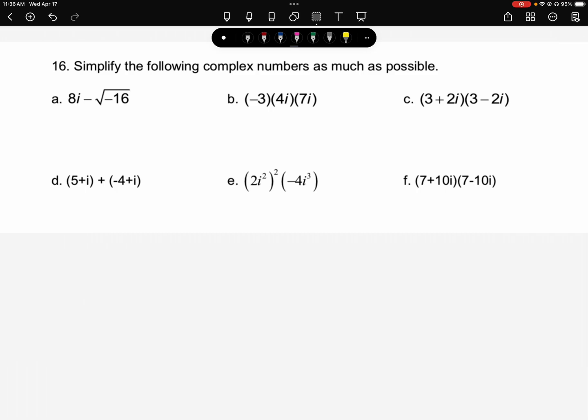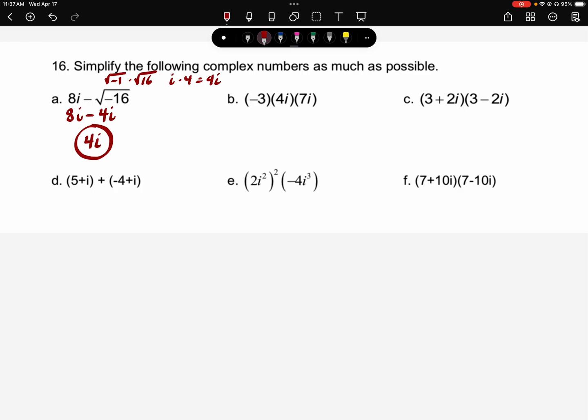Starting out with letter A, you see we have 8i, and we're subtracting the square root of negative 16. So we know here that the square root of negative 16 would be like saying the square root of negative 1 times the square root of 16, which is going to become i times 4, or 4i. So we're going to have 8i minus 4i, and when we simplify that, that's going to give us 4i.